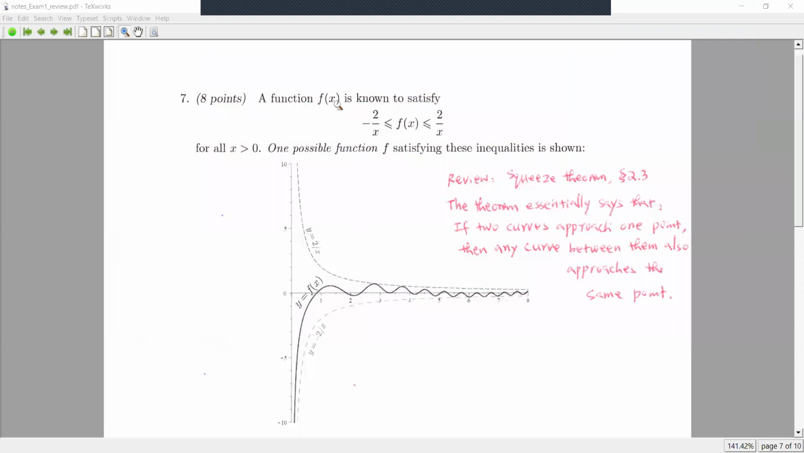Now, a function f is known to satisfy these inequalities for all positive x. Between this function and this function, there are many functions. One possible function is this solid curve. This curve goes down to negative infinity near the origin. You can draw a curve up to positive infinity near the origin, or draw a curve approaching some finite point.